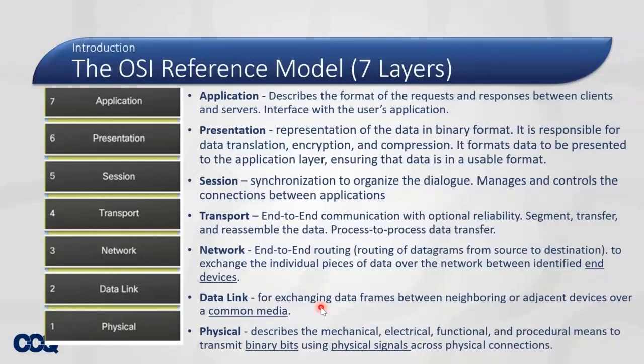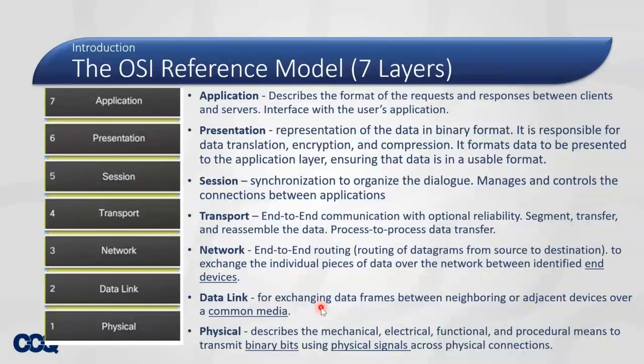The last layer, the 7th layer, is the application layer. It describes the format of requests and responses between clients and servers. The presentation layer converts data to binary. It is responsible for data translation, encryption, and compression. Session opens sessions between two different applications. Transport is responsible for end-to-end communication, with optional reliability. We can use TCP, we can use UDP.